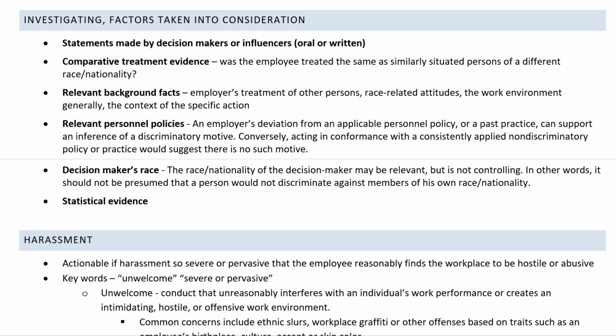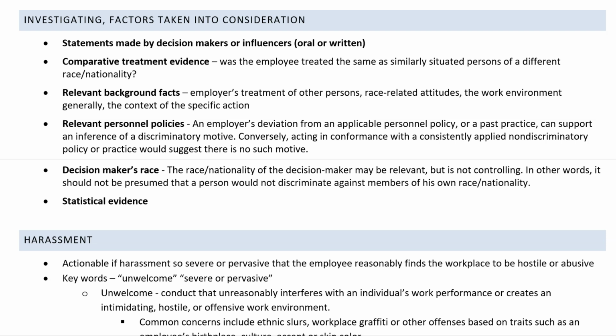We can also look at the decision maker's race. Now, this can be a factor, but not necessarily. The race or nationality of the decision maker may be relevant, but is not controlling. In other words, it should not be presumed that a person would not discriminate against members of his or her own race or nationality. We can't just assume that since it was a black person doing the hiring and managing, that they won't also discriminate against black people. Or if it's the white person that's running things, we shouldn't assume that they won't discriminate against white people, because over time we've shown that this does happen sometimes. So it's something to take into consideration, but it's not controlling.